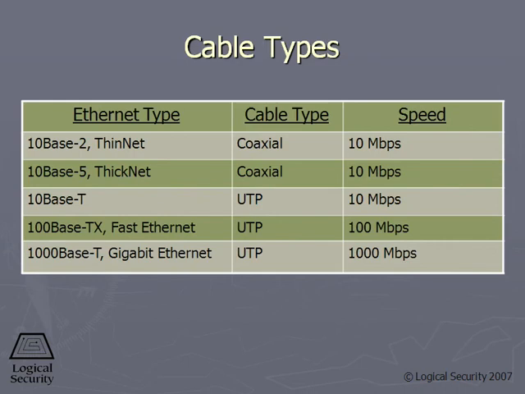So to summarize, we've looked at 2 types of coax: 10-base-2 called thin net, and 10-base-5 called thick net. 10-base-T is unshielded twisted pair, was good for 10 megabits. 100-base-TX was good for 100 megabits, and 1000-base-T is called gigabit Ethernet.